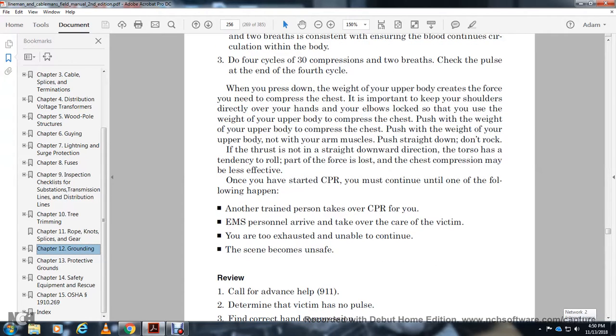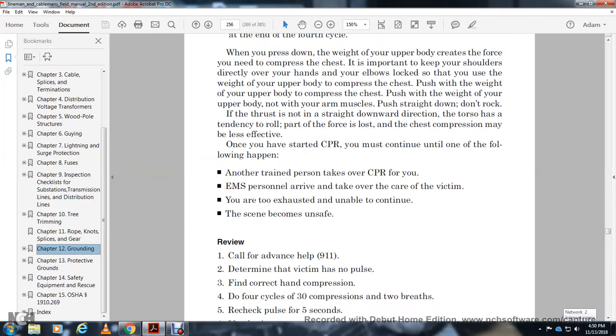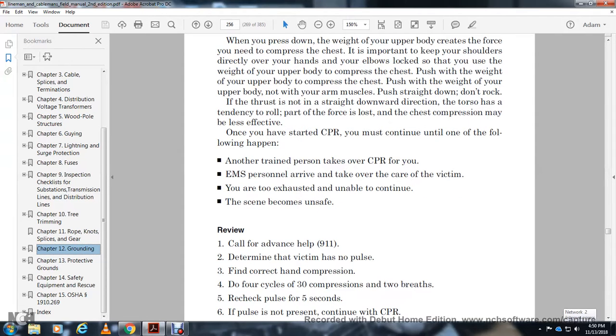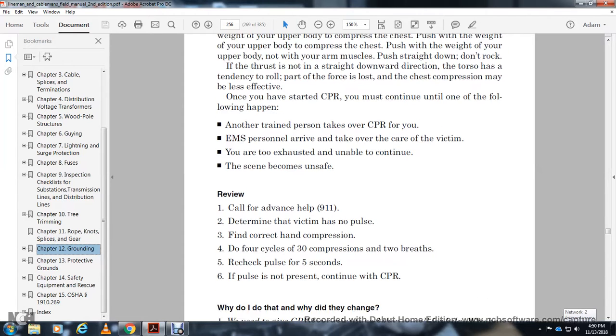Alright, review. The victim has been found. Use the correct hand position, do 30 compressions, then give breaths. If the pulse is not present, continue CPR.